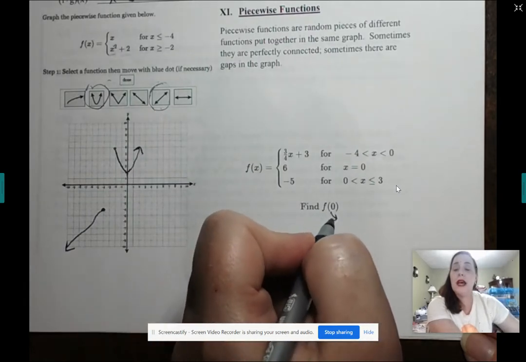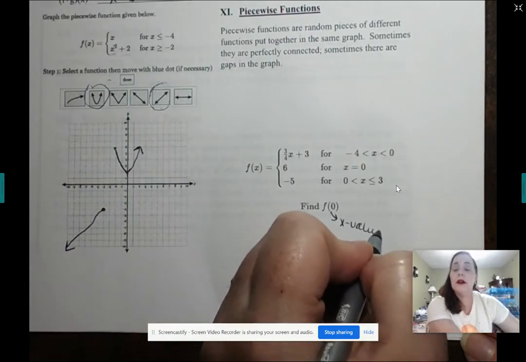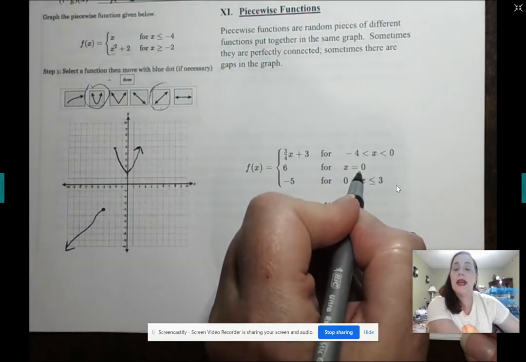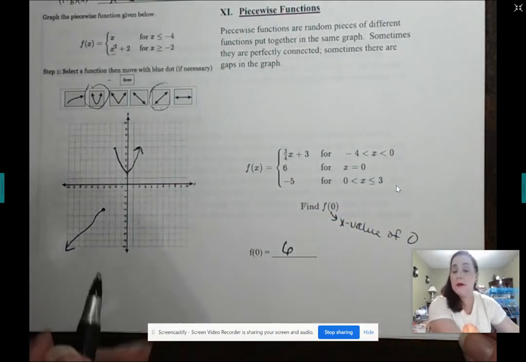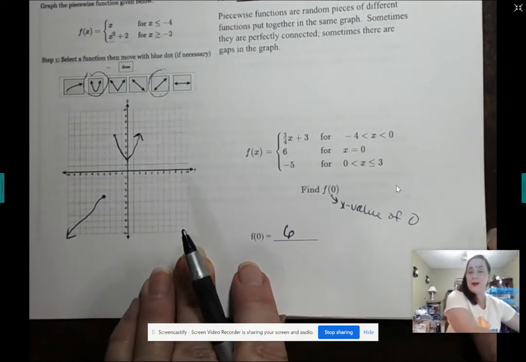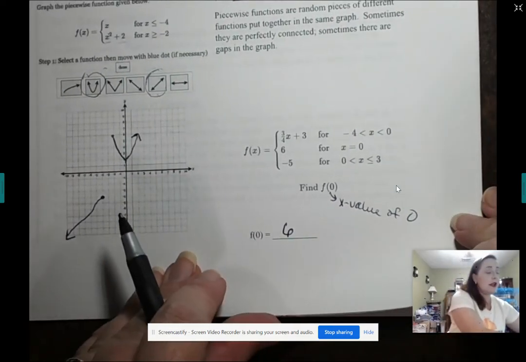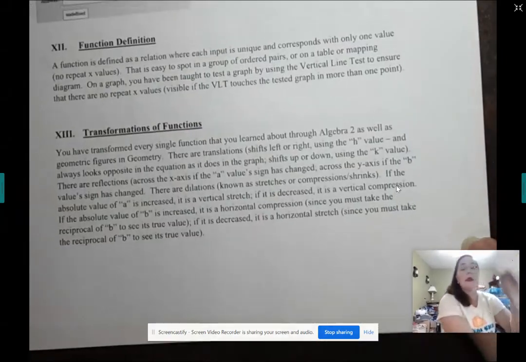This is asking for an x value of 0. So when x is exactly 0, the function's value is 6. And that's all I'm going to put there. I didn't even have to substitute into an equation. It was a constant, so I know the answer is 6.